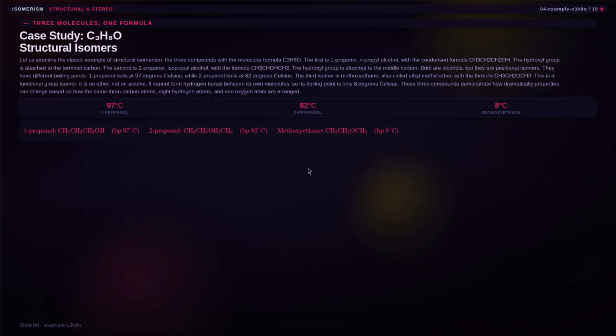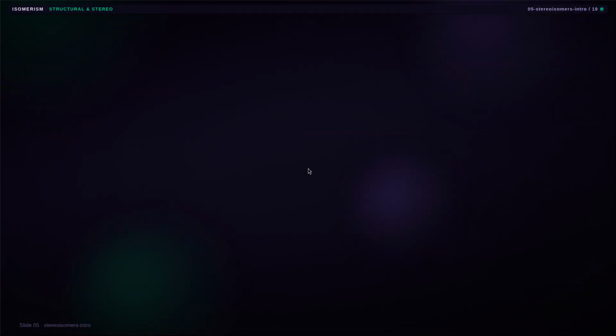1-propanol boils at 97 degrees Celsius, while 2-propanol boils at 82 degrees Celsius. The third isomer is methoxyethane, also called ethyl methyl ether, with the formula CH3CH2OCH3. This is a functional group isomer. It is an ether, not an alcohol. It cannot form hydrogen bonds between its own molecules, so its boiling point is only 8 degrees Celsius. These 3 compounds demonstrate how dramatically properties can change based on how the same 3 carbon atoms, 8 hydrogen atoms, and 1 oxygen atom are arranged.